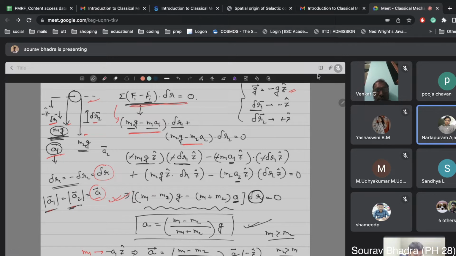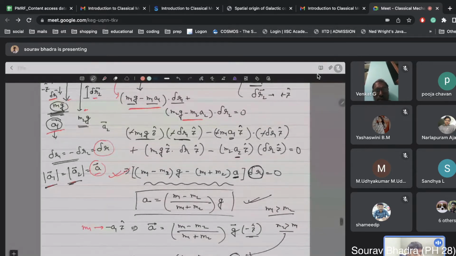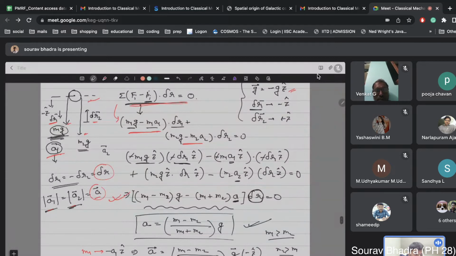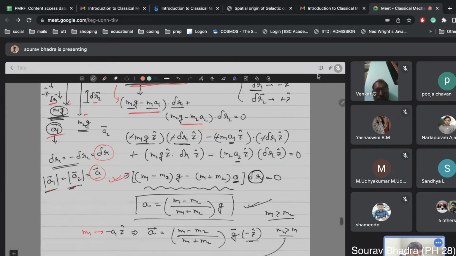Yes, it depends on the mass, because whether your acceleration would be downwards with respect to m1 or upward with respect to m1 will depend on the masses m1 and m2. So what I am trying to say is, if m1 is greater than m2, then this value is positive, right? So this value is positive, and g is always acting along the minus z direction. That means your acceleration would always be in the negative z direction, because this is positive and g is along minus z, if m1 is greater than m2.